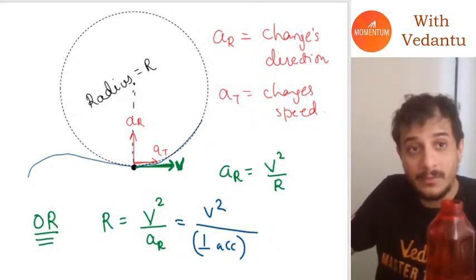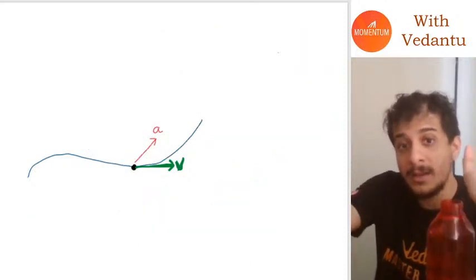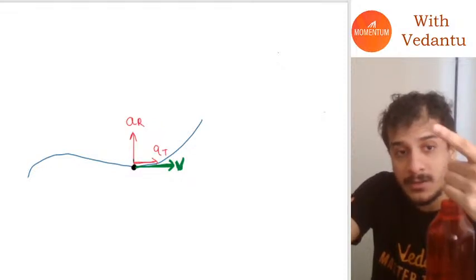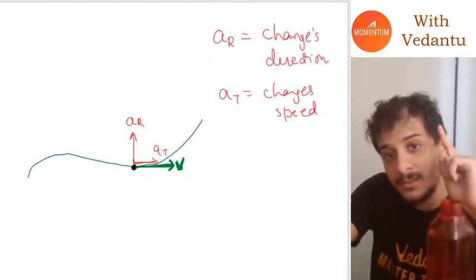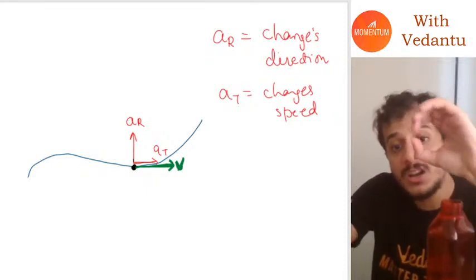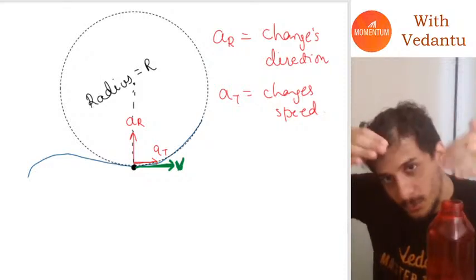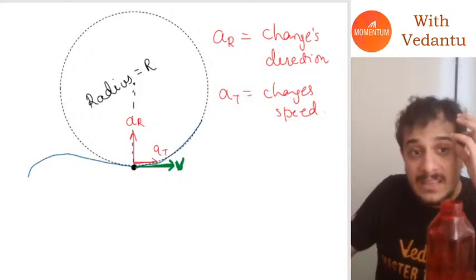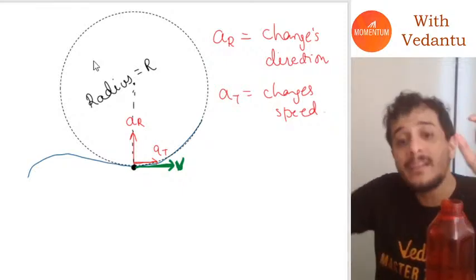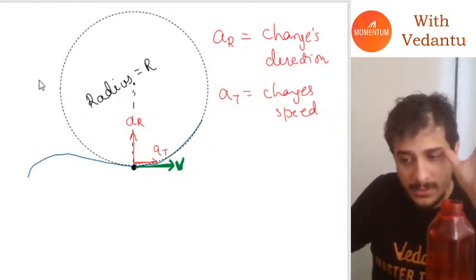Guys, I will repeat once again. If I have a particle going on a random blue colored path like this with velocity v and acceleration a, the acceleration can be divided into two components, the radial and tangential. The radial changes the direction, tangential changes the speed. Now if you look at this path, you can make a circle which is tangent to part of this path. This radius r of the circle is called the radius of curvature of the path.